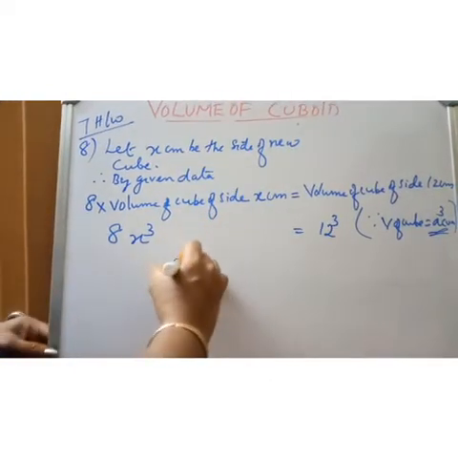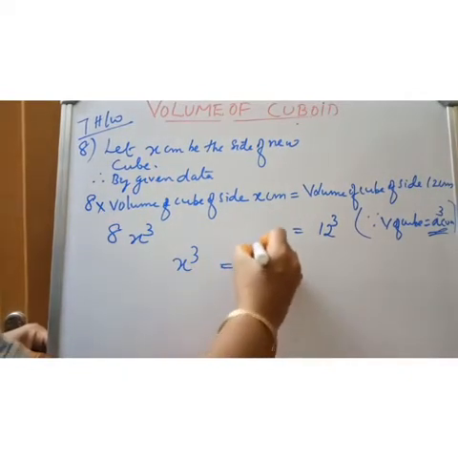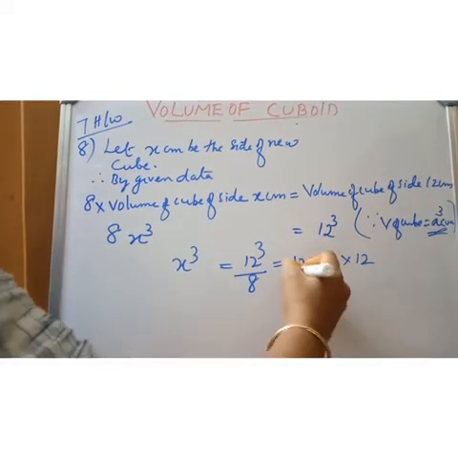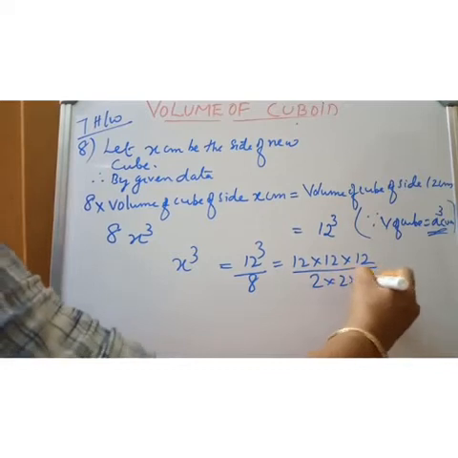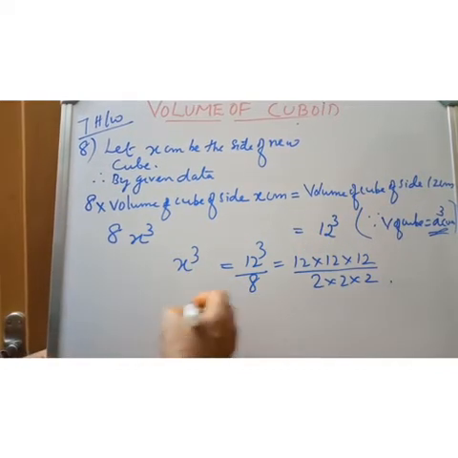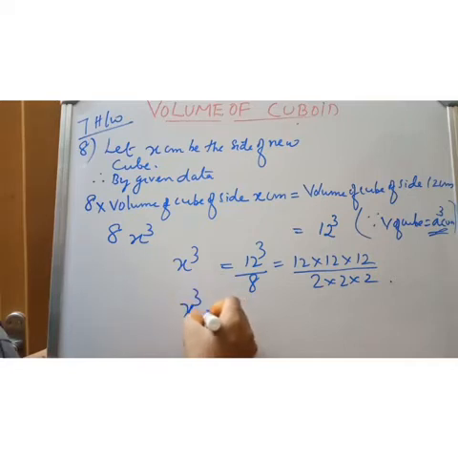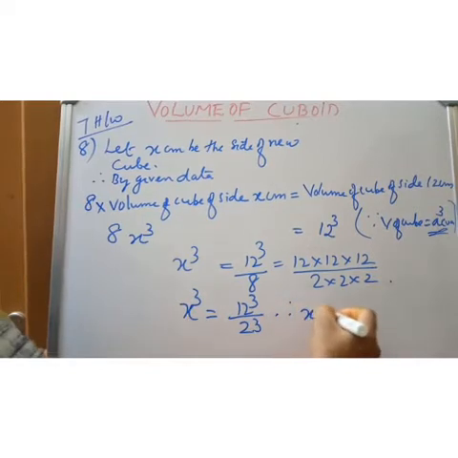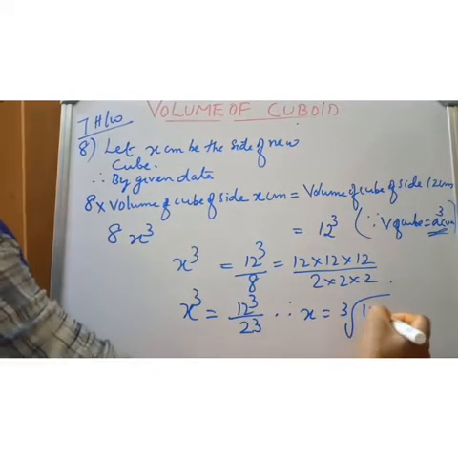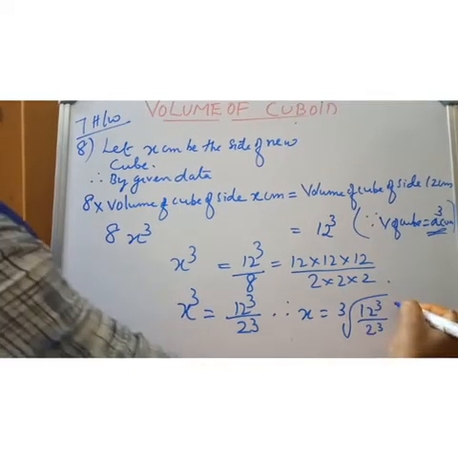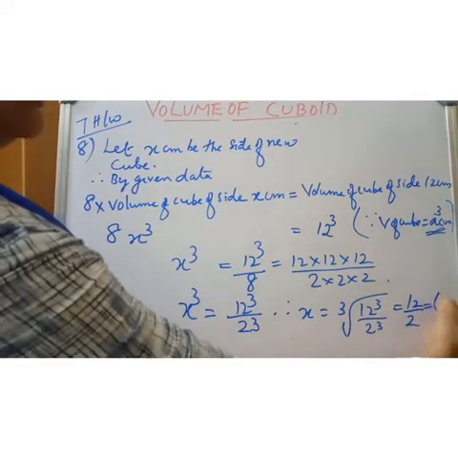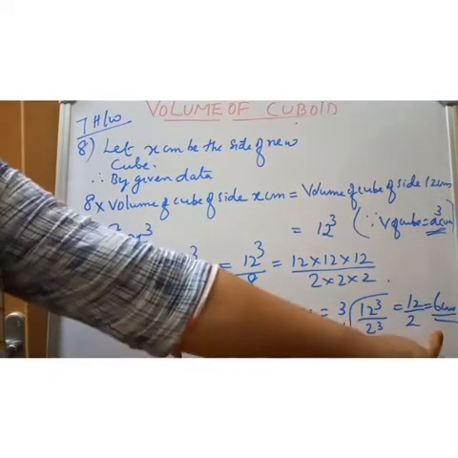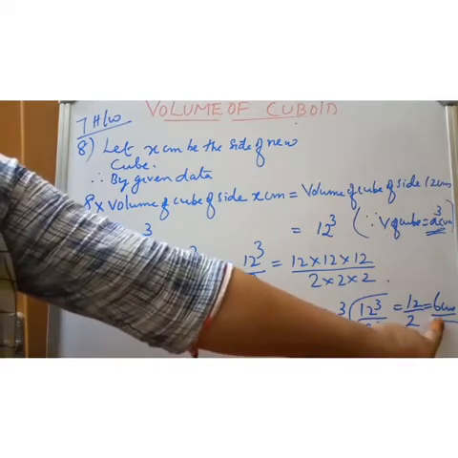So x cube equal to 12 cube divided by 8. That is 12 into 12 into 12 divided by 8 cube. 8 you can write 2 into 2 into 2, isn't it? So x cube equal to 12 cube divided by 2 cube. So x is equal to cube root of 12 cube divided by 2 cube, that is equal to 12 divided by 2, that equal to 6 centimeter. So we got the value of the new cube of side, that is 6 centimeter.